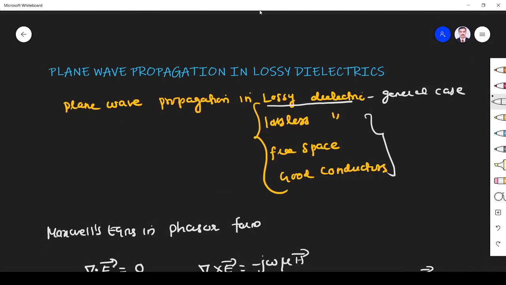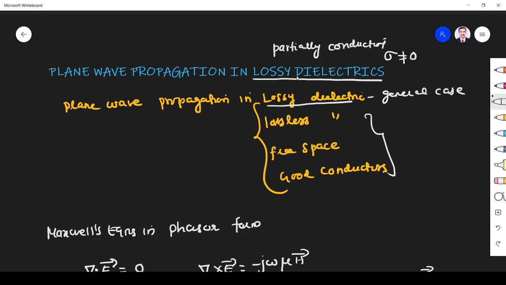As the name itself tells, what is a lossy dielectric? It is not a pure dielectric. What is a dielectric? It is an insulator. Lossy dielectric means it is partially conducting. It is not an ideal insulator. That means here sigma is not 0, because for an ideal dielectric the conductivity is 0. Sigma is conductivity. It is lossy, so sigma is not 0.